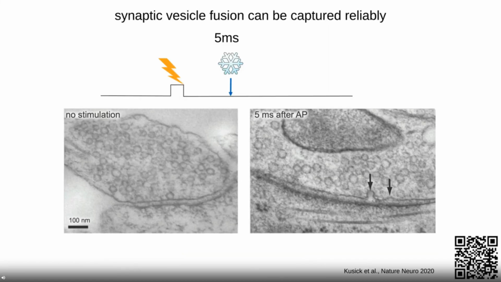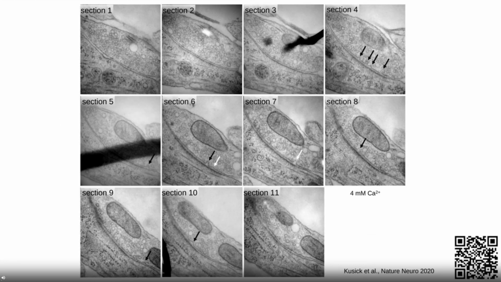So when we do zap and freeze, much as with flash and freeze, we can capture synaptic vesicle exocytosis and see vesicles that have fused. We can even do cool stuff like, for example, serial sectioning, which Shigeki mentioned earlier, to get a 3D view of the entire synapse, and we can capture things like one synapse that has lots of different fusions all throughout. So we can really capture these events very precisely.